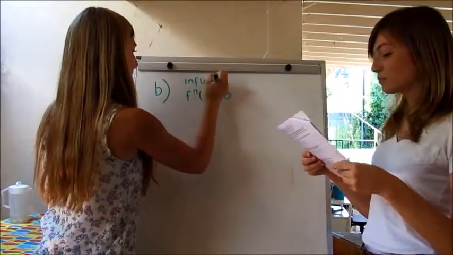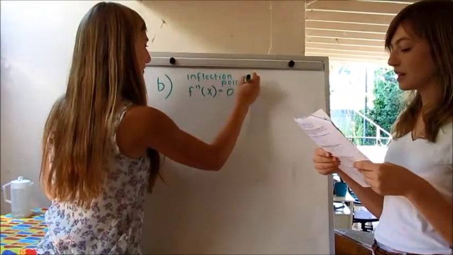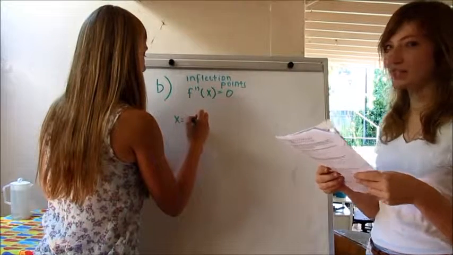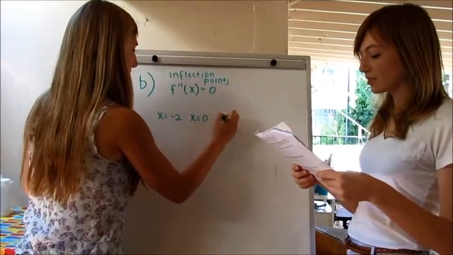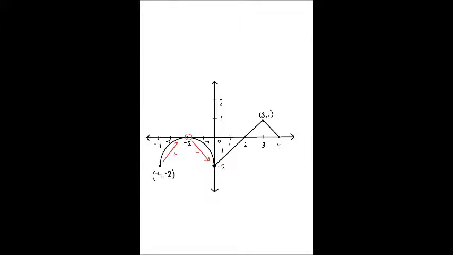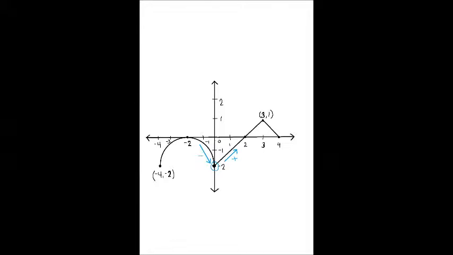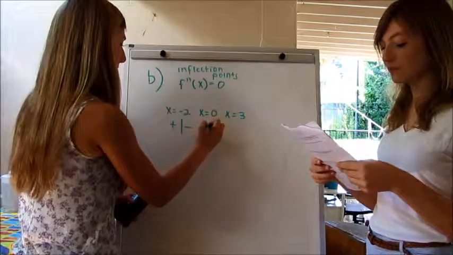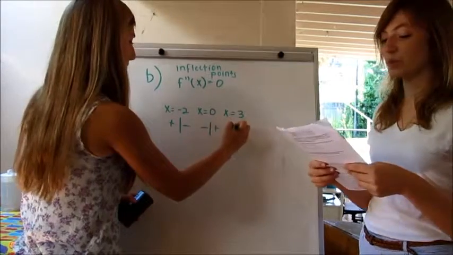There are inflection points at x equals -2, x equals 0, and x equals positive 3. Because the slope of the derivative changes from positive to negative at x equals -2, negative to positive at x equals 0, and positive to negative at x equals 3, those are the inflection points of the function.